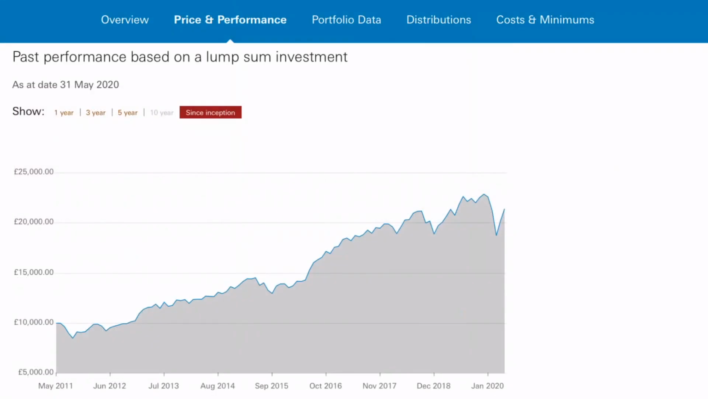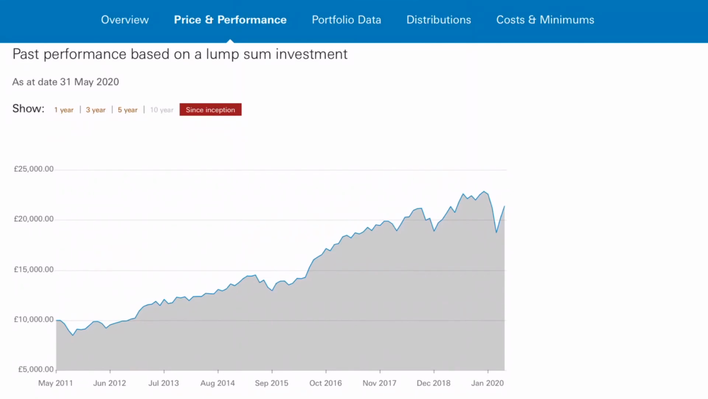Looking back at the accumulation variant of the fund, you can see that from an initial £10,000 investment in May 2011, that same investment is now worth around £21,000, with a nice stepped increase over time. This accumulation fund obviously takes into account the continual accumulation of dividends into the value of that fund. If we take a look at the income variant of the fund, you can see that the growth or performance graph is exactly the same as the accumulation fund.